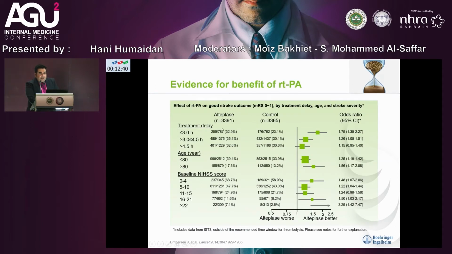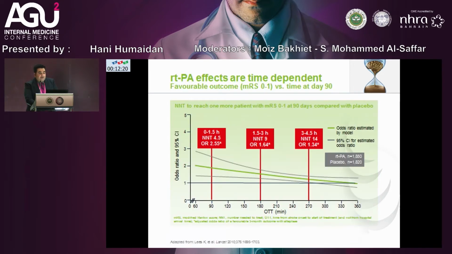It's also a very time-bound treatment. It is more useful in less than 3 hours, then less so between 3 to 4.5, and then more than 4.5. And you can see it does not matter the severity of stroke on the NIH assessment score or the age. Below 80 or even above 80, there has been very clear benefit. Here again we're demonstrating the time. It's more useful when it's given early, within 1 to 1.5 hours, versus 1.5 to 3, and then beyond that, 3 to 4.5.